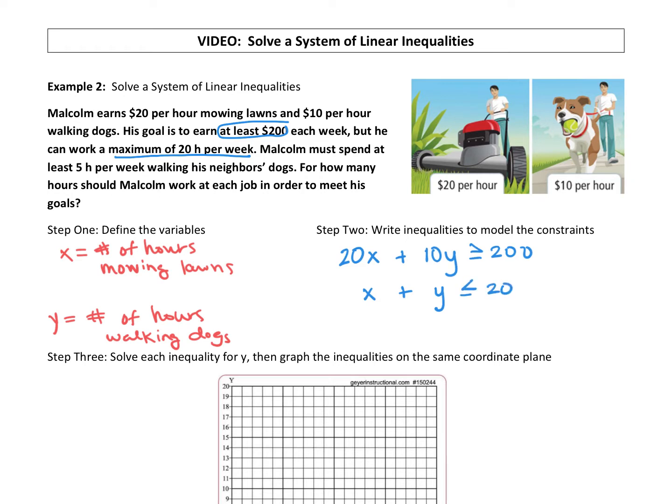And the last thing we have is he must spend at least 5 hours per week walking his neighbor's dogs. So that's going to be a constraint on our y variable. However many hours he spends walking the dog, it has to be at least 5 hours a week. So y, which represents the number of hours walking dogs, has to be greater than or equal to 5.